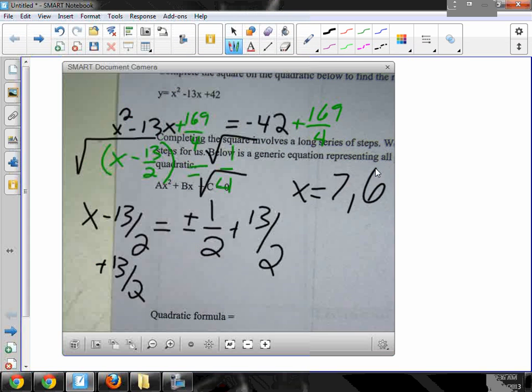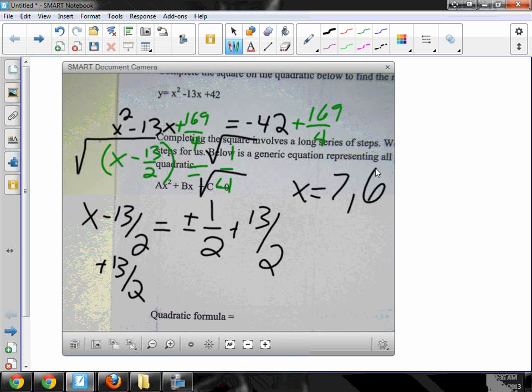Would this have factored if we would have tried that? Yeah, it would have. Okay, but you need to know how to complete the square, because if the roots are imaginary or irrational, then you have to factor it. Also, there's something else we're going to do in a while where completing the square is necessary.